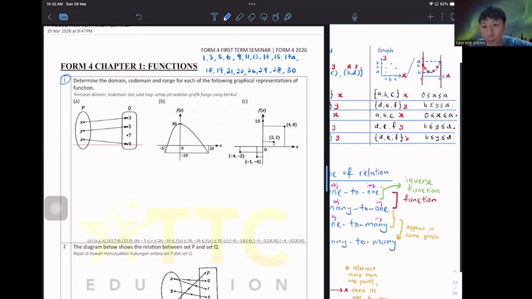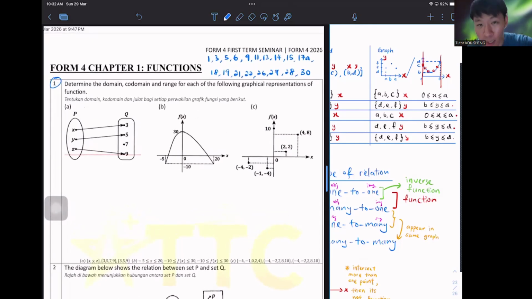Okay, let's go back to here. I put the question in the chat first, so you can see. Today we do quite a lot, about 18 questions: 1, 3, 5, 6, 9, 11, 13, 14, 15, 17, 18, 19, 21, 22, 26, 27, 28, 30. Yes, let's go.